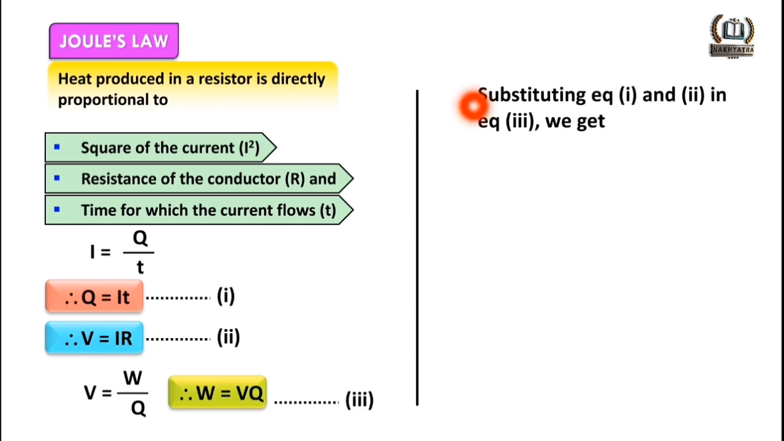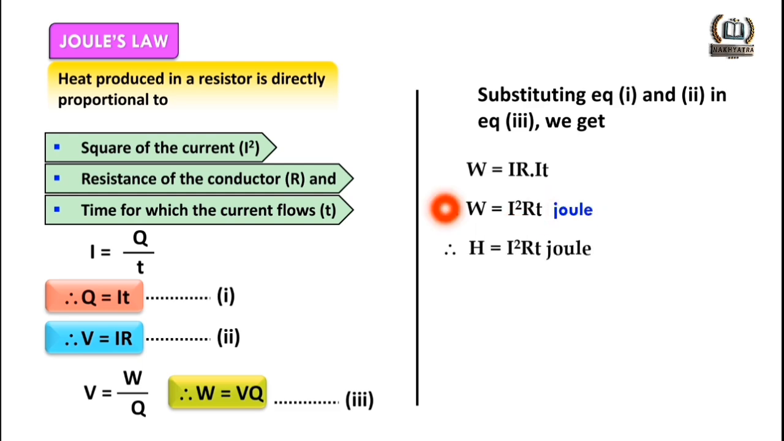Now substituting equations 1 and 2 in equation 3, we get, so we will put the values of Q and V in equation 3. By putting the values of V and Q in equation 3, we get work done equal to I square into R into T, and the unit is joule.